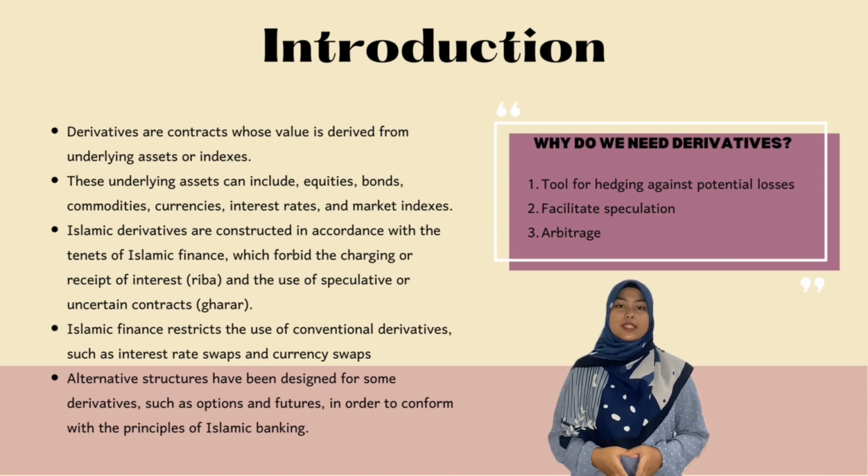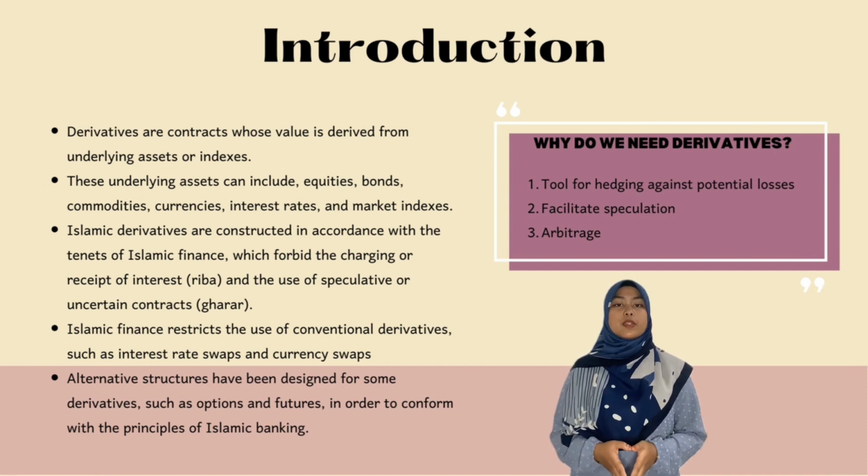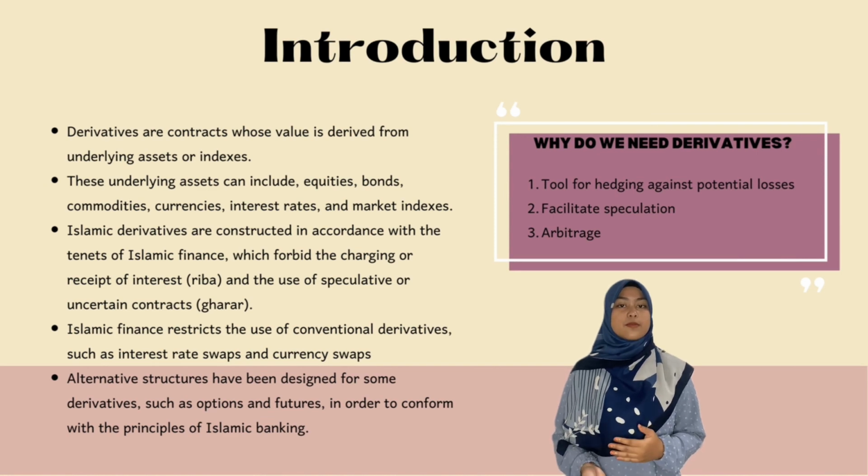The function of derivatives in the financial sector is that it acts as a tool for hedging against potential losses. Derivatives can be used to hedge against the risk of price fluctuations in an underlying asset such as a currency, commodity, or stock. Another function of derivatives in finance is speculation. Derivatives can be used to speculate on the future price movements of an underlying asset. And last, derivatives also play an important role in arbitrage. Arbitrage is the practice of taking advantage of price discrepancies in the different markets.